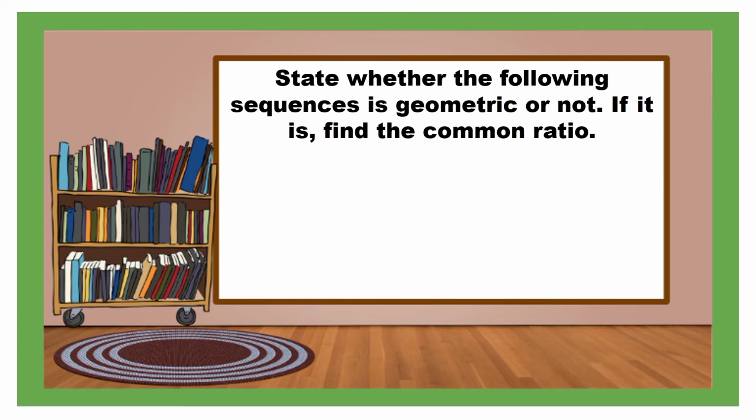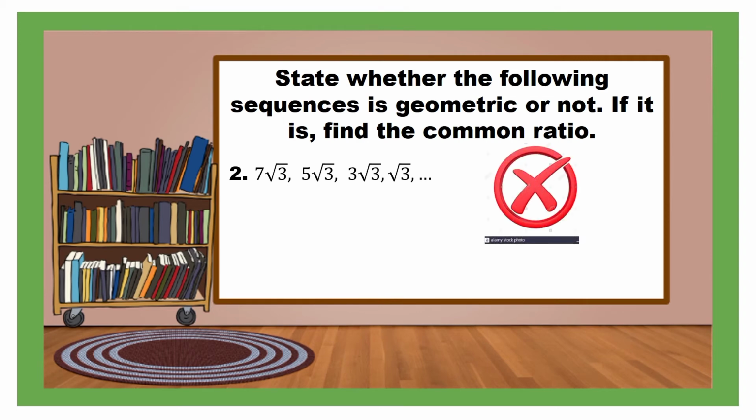Let's proceed with number 2. 7 square root of 3, 5 square root of 3, 3 square root of 3, and square root of 3. It is not a geometric sequence. It does not have a common ratio.